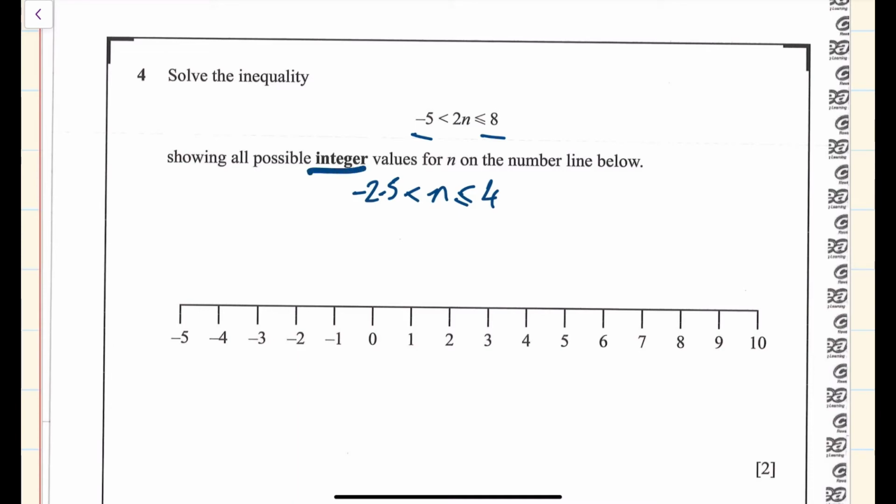So it's integer values. So we are allowed to be the 4. So we'll just put an x above the 4. We're allowed to be 3. We're allowed to be 2. We're allowed to be 1. 0, of course, is an answer. You're allowed to be minus 1. You're allowed to be minus 2. So there's all the whole number values which go between minus 2 and 4, and because it's a less than or equal to 4, you're allowed 4.